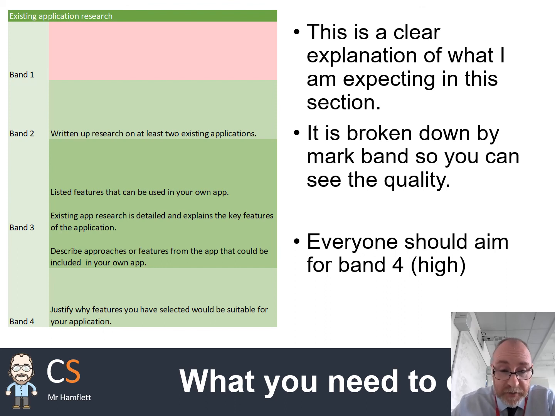It is detailed, and you do explain the key features of the application. For example, if you pick a feature out of an app, but then don't describe it, well, that's not band 3. And you describe approaches or features from the app that could be used in your app. So you've actually described them as well. You've identified which ones you can use, you explain what that feature is, and then you've explained how it could be used in your app. And then for band 4, it's just that justification. So why have you selected it? What it is and describing it in detail is band 3. Why you are picking it is band 4. You really should aim for band 4 on this one.